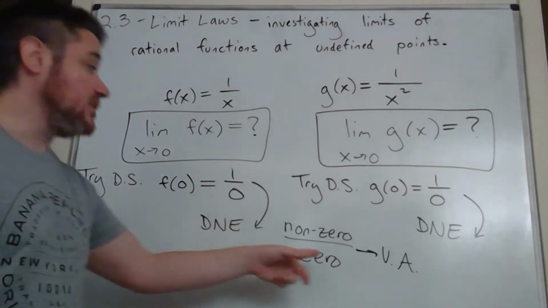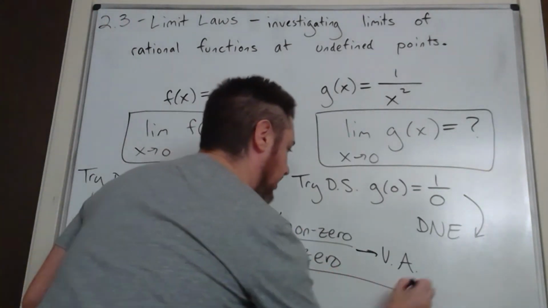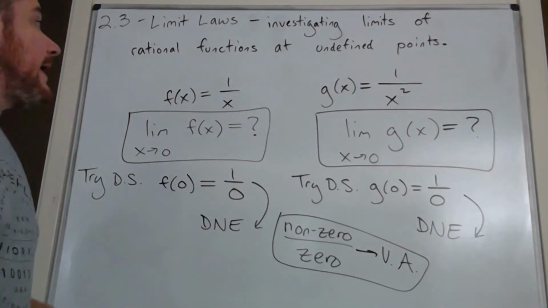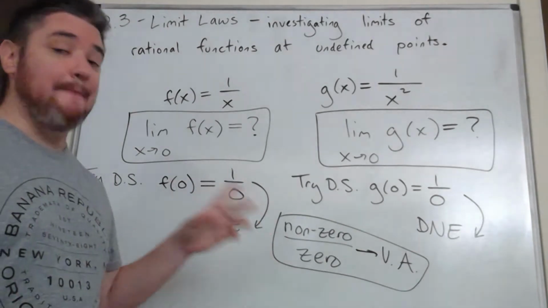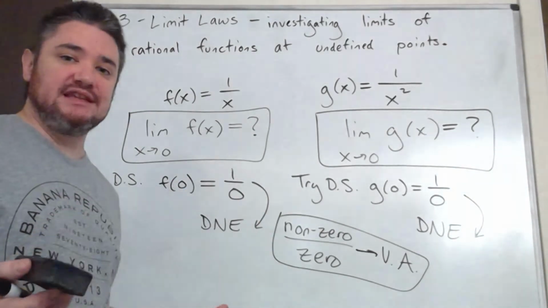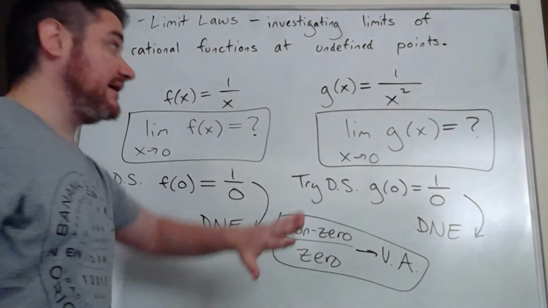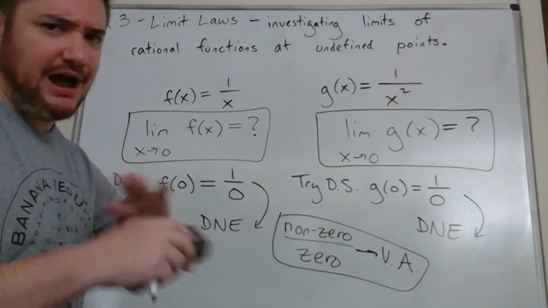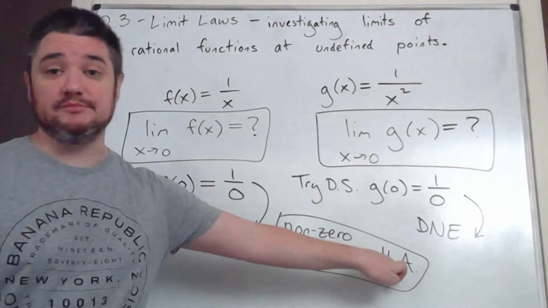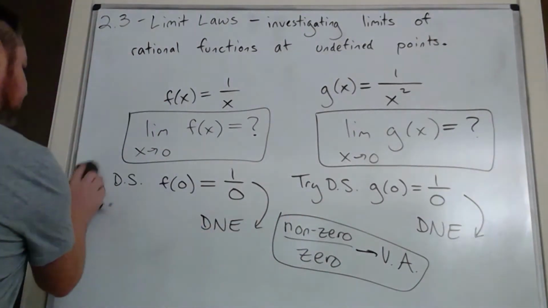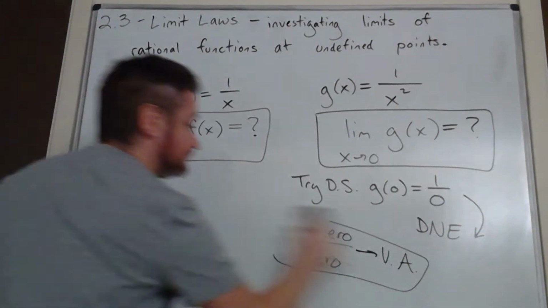All right, so I'm going to emphasize this. Non-zero over 0 means vertical asymptote. In the previous video, we looked at 0 over 0, right? And we said that might be a hole, and in the first example we looked at, there was a hole. I want to discuss those other options. So there's different stuff that can happen, but if you get non-zero over zero, vertical asymptote.